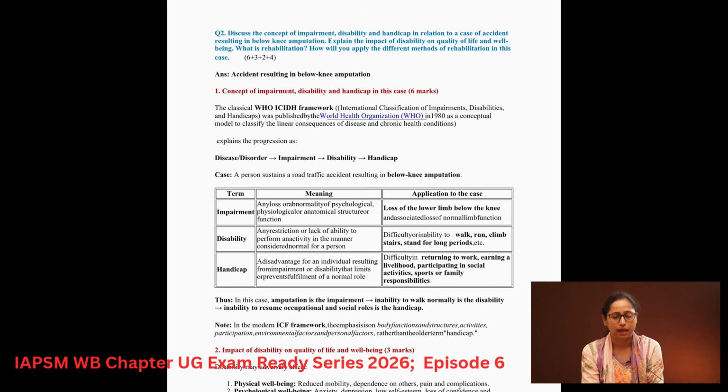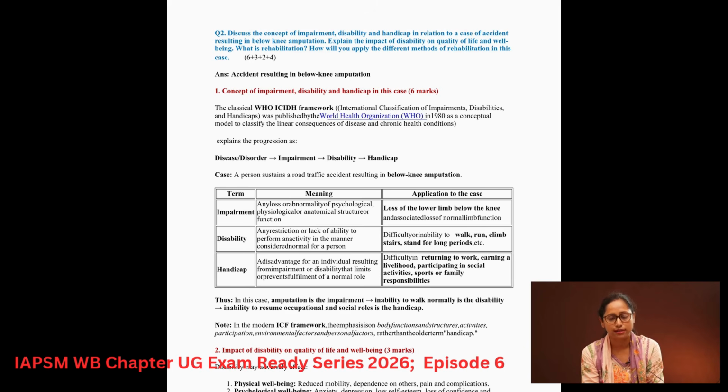And thirdly, handicap. It is a disadvantage for an individual resulting from impairment or disability that limits or prevents fulfillment of a normal role. Now, what is the application to this case? Difficulty in returning to work, earning a livelihood, loss of daily wages, participating in the social activities, sports or any family responsibility. Thus, in this case amputation is the impairment, inability to walk normally is the disability and inability to resume occupational or social role is the handicap.